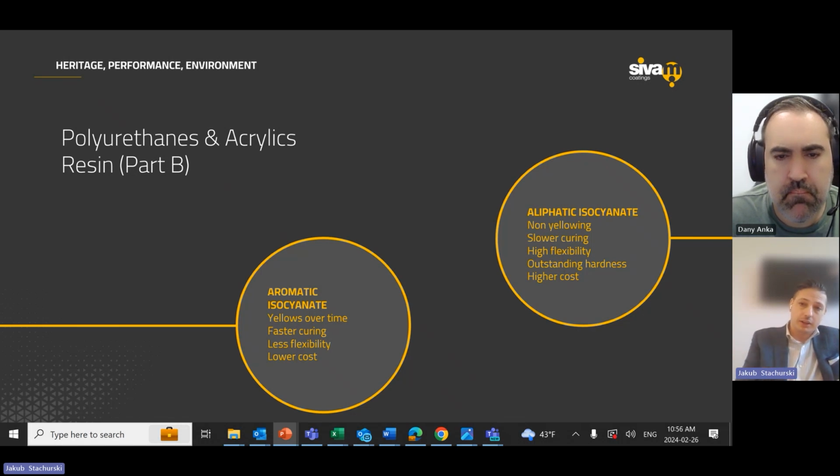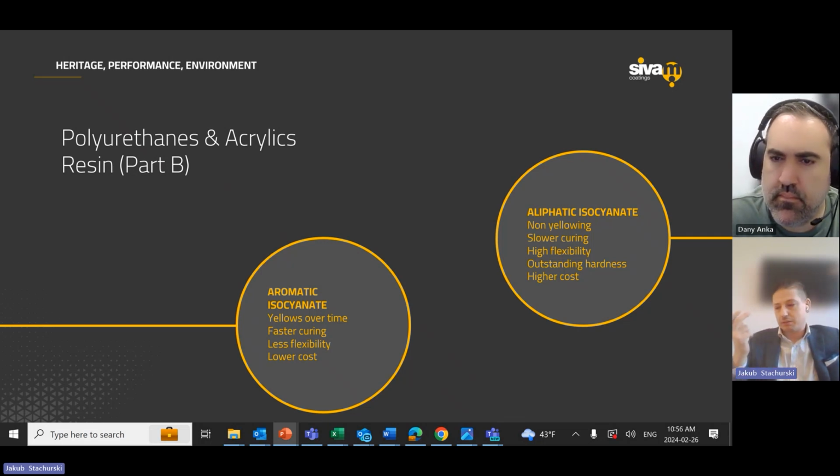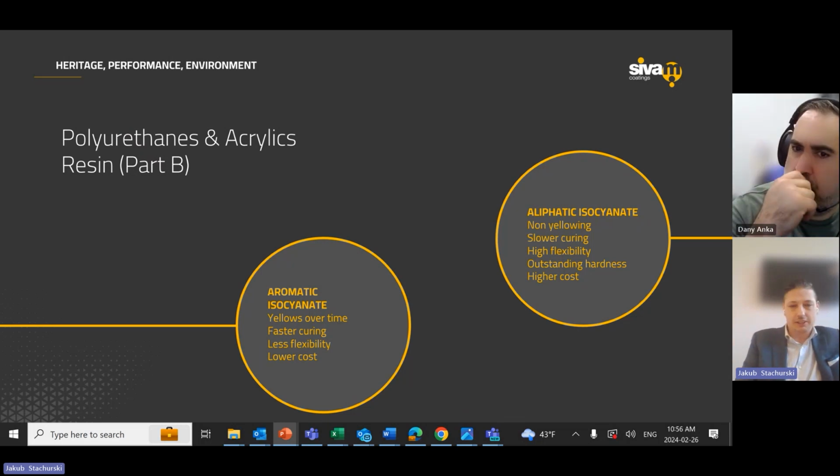Then the second one is aliphatic isocyanate. So it's a non-yellowing, slower curing, high flexibility. It can be formulated with outstanding hardness, and obviously it's a higher cost.